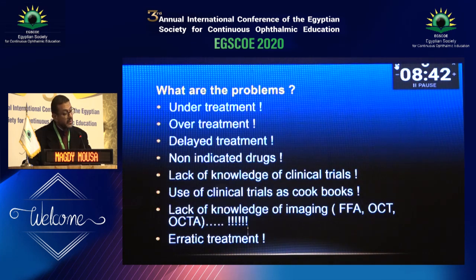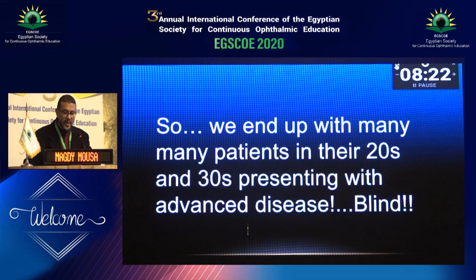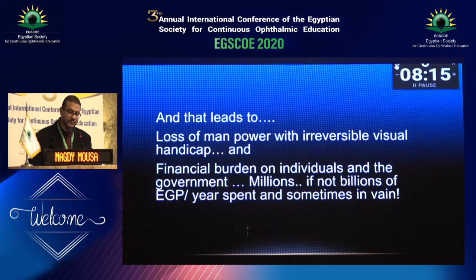There are other problems with ophthalmologists as well: we have undertreatment, overtreatment, delayed treatment, non-indicated drugs, lack of knowledge of clinical trials, use of clinical trials as cookbooks, and lack of knowledge of imaging. As Dr. Magdi mentioned in his presentation, we have to know how to read fluorescein, OCT and OCTA, and when to use them. At the end, we have erratic treatment for those patients. So we end up with many patients in their 20s and 30s presenting with advanced disease, with advanced PDR for example, and they turn out to be blind.